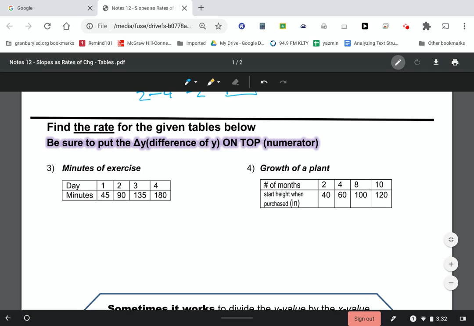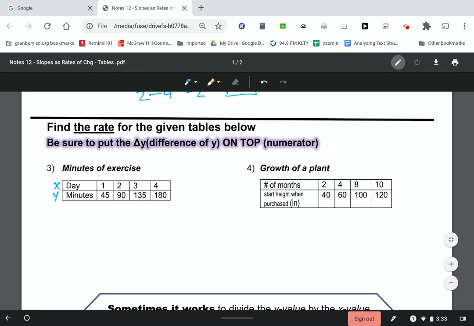It says find the rate for the given tables below. Be sure to put the change of y on top, the numerator, because the rate is the same thing as the slope, and the slope means the change of y over the change of x. And right here, you need to be aware that the first thing listed, the day, would be your x value and the minutes would be your y value.